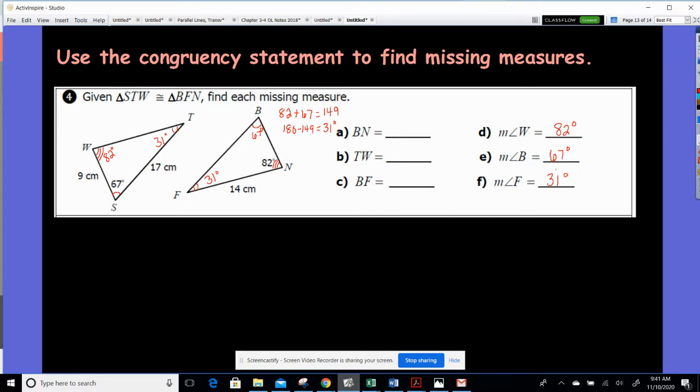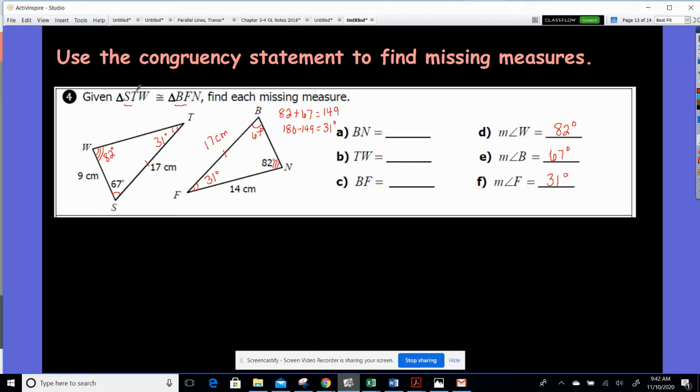All right, now to look at the sides. I think sticking with the congruency statement is the easiest. So I'm going to look at side ST, and it corresponds with BF. So ST is 17, which means that BF is 17 because these are congruent sides. So this is 17.